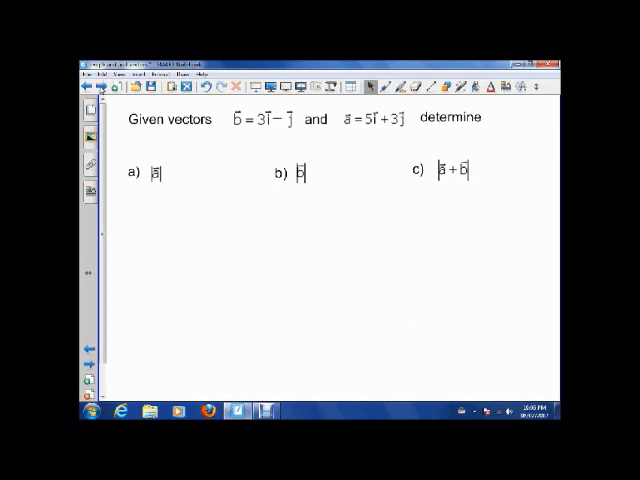So let's say that I give you these two vectors. We're gonna do a little bit of it together, and I'll get you to try the rest on your own. So let's try to find the magnitude of A. Remember what this thing looks like. Let's say that the vector starts here. 5i means that it's going to go 5 units to the right, and plus 3j means that it's going to go 3 units up.